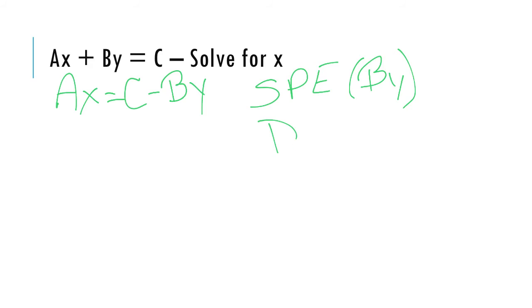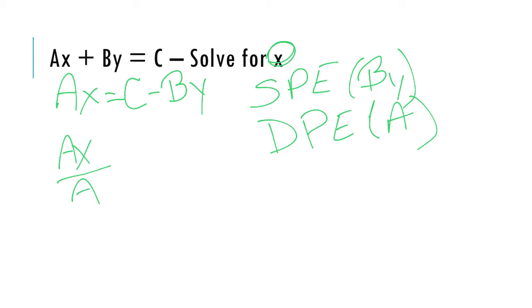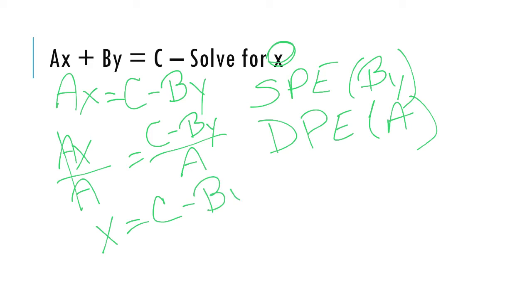And then this time I'm just going to divide again, but this time I want the x to be left, so I'm going to divide by a. So I end up with ax divided by a equals c minus by divided by a. Those will cancel. I get x equals c minus by divided by a. Now, notice there is not a single number anywhere in this. We still solved for x. We didn't have to have a number. The b coefficient, the a coefficient can still be used.